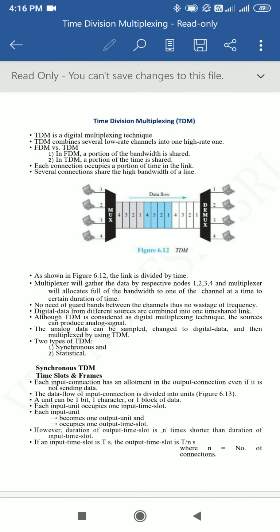Today we'll start with the next multiplexing technique called TDM. TDM stands for time division multiplexing. First, let us define what we mean by time division multiplexing. Time division multiplexing is used to multiplex digital signals, where it combines several low rate channels into one higher rate channel. Now just see this diagram.